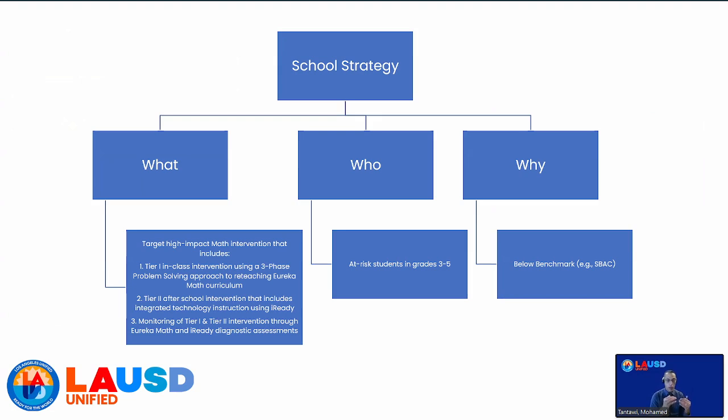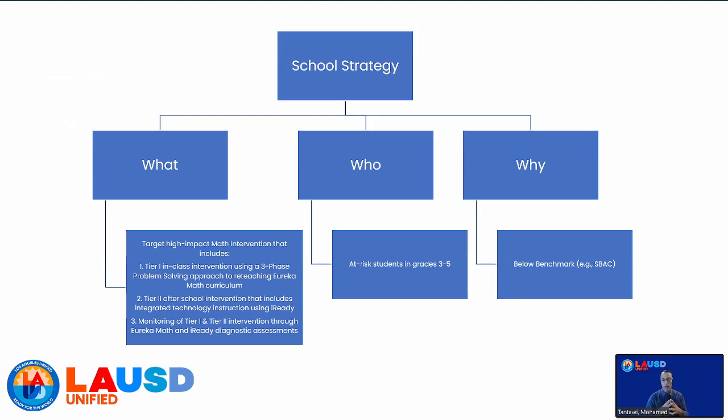And that's where you can then include what I like to call sub-strategies that support that overarching umbrella strategy. So in our example here, our sub-strategies include number one, tier one in-class intervention using a three-phase problem-solving approach to reteaching our Eureka math curriculum. It also involves a second sub-strategy, tier two after-school intervention, that includes integrating technology using iReady. And it involves a third sub-strategy, monitoring of that tier one and tier two intervention through Eureka Math and iReady diagnostic assessments.